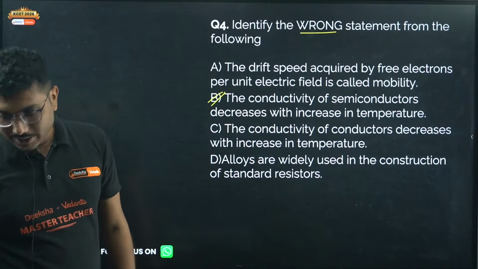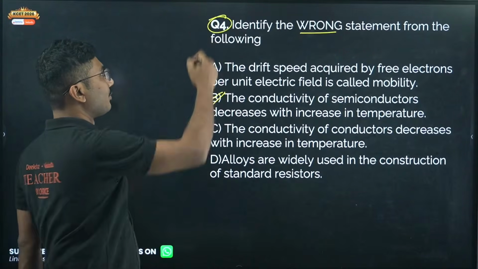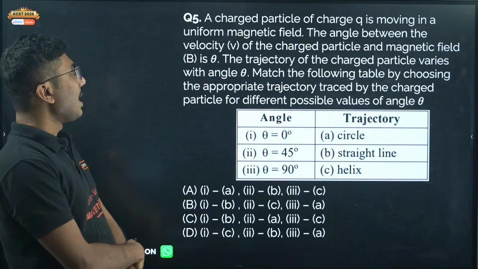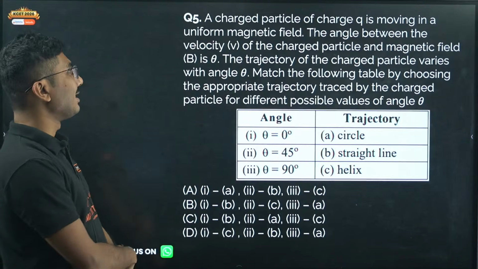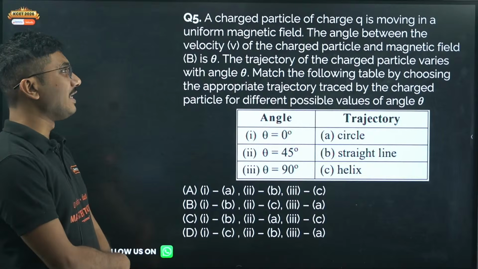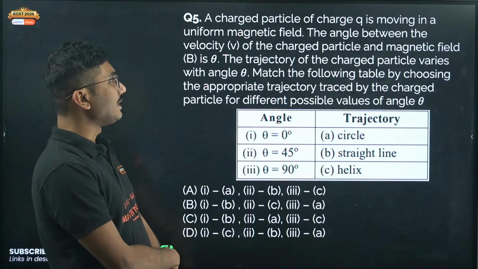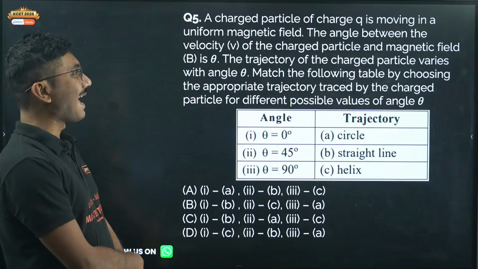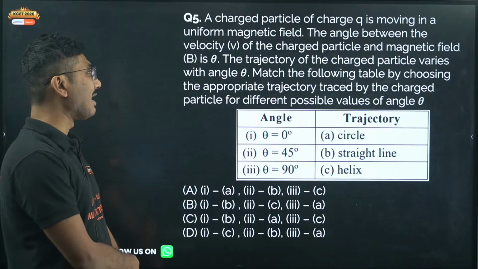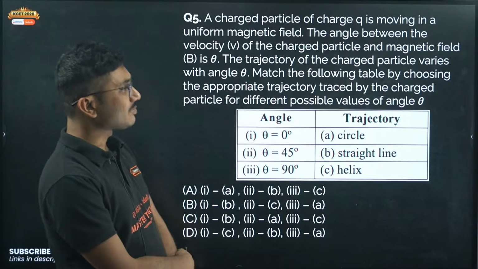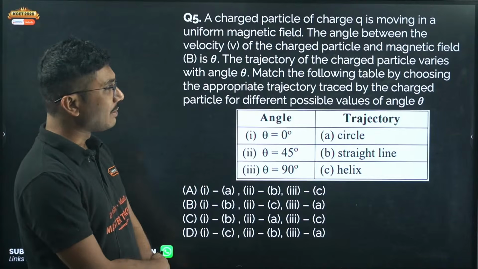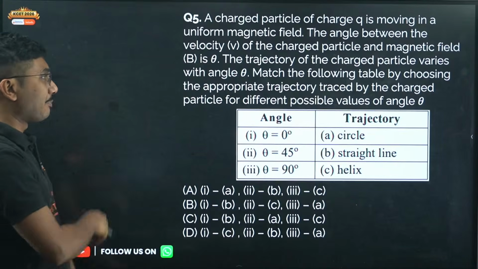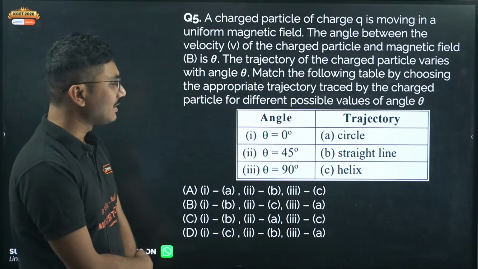1B, no, 4B. It is question number 4. Next question, a charged particle of charge small q is moving in a uniform magnetic field. The angle between the velocity v of the charged particle and magnetic field B is theta. The trajectory of the charged particle varies with angle theta. Match the following table by choosing the appropriate trajectory traced by the charged particle.